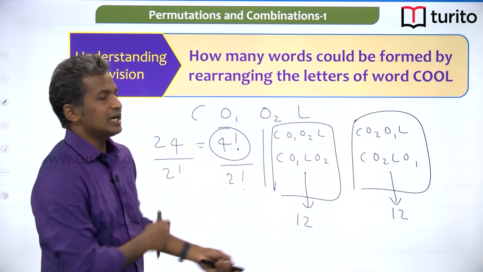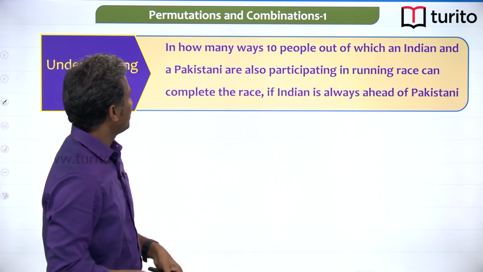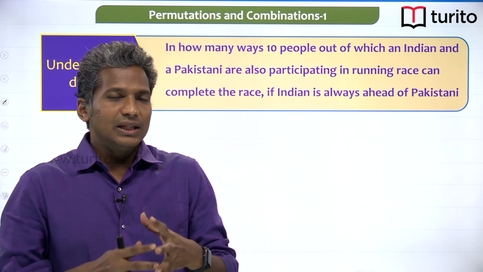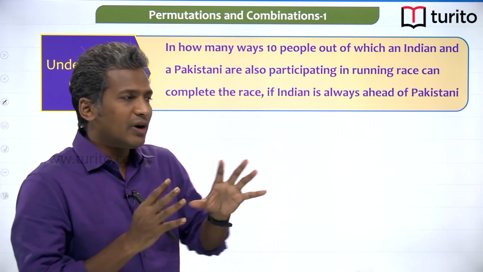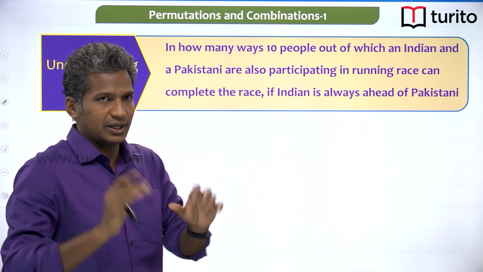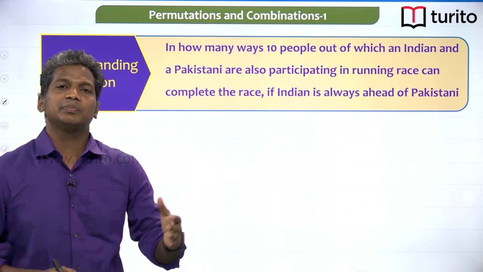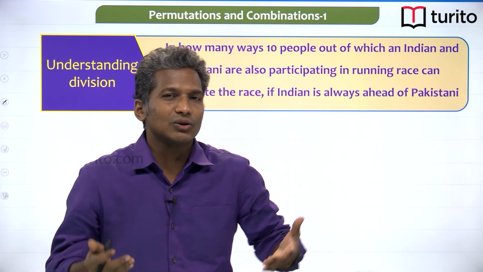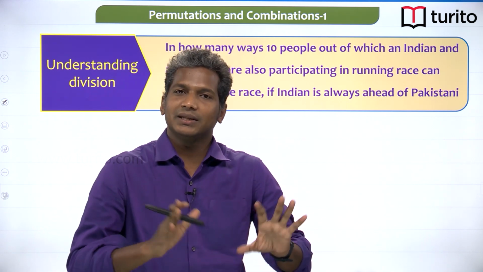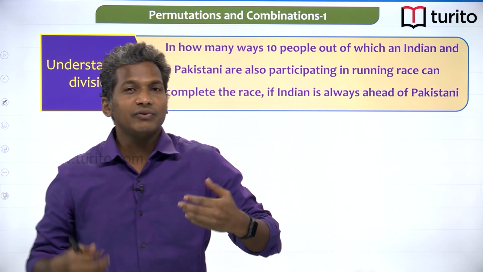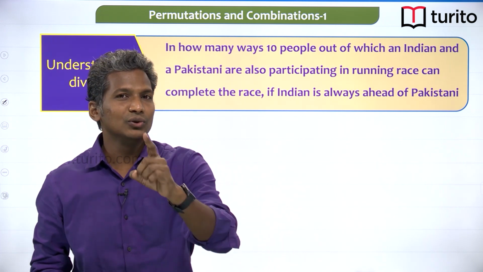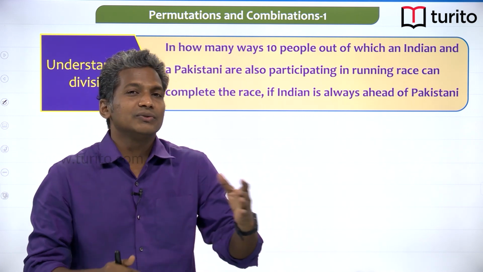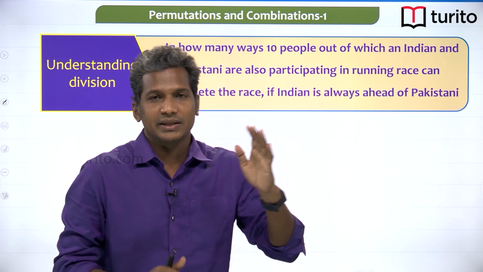Now, let us take another example. In the beginning I discussed some examples, and now I am taking a special variety of the same examples. For example, let us say there are 10 people participating in a running race. In that race there is an Indian, and there is also a Pakistani, both participating. Now, you know what we tell our Indians? Even if you lose, we do not care, but stay ahead of the Pakistani. That is what we tell.